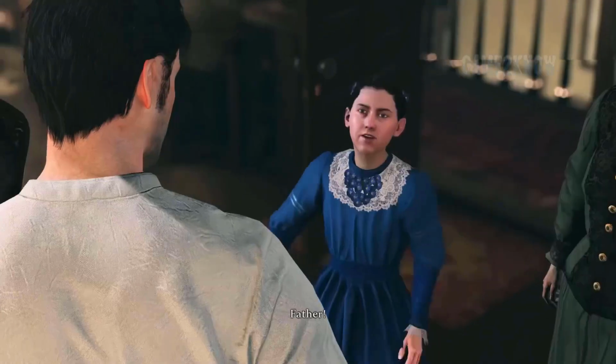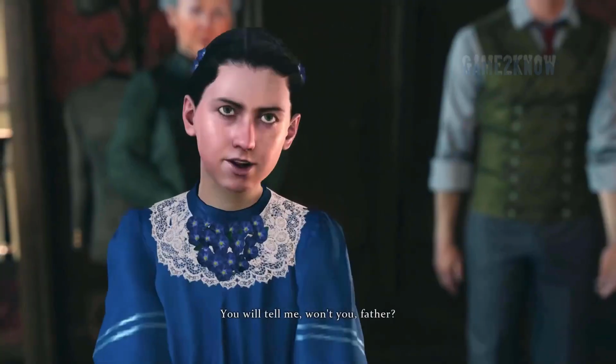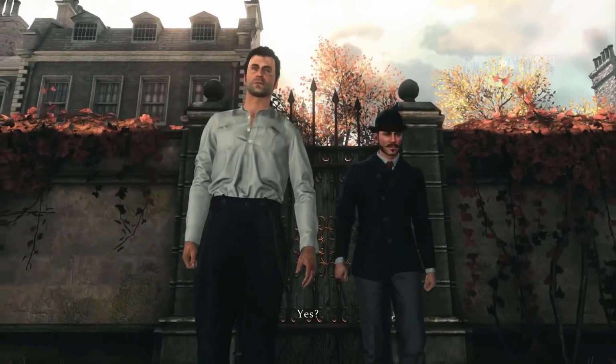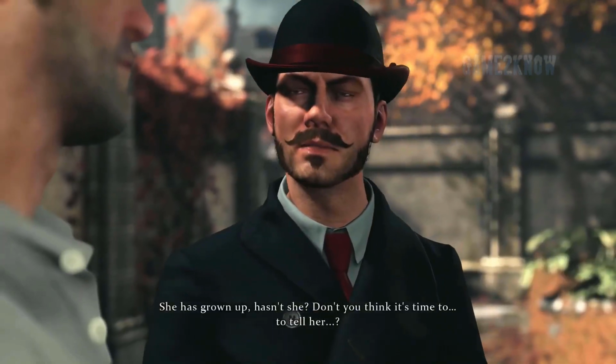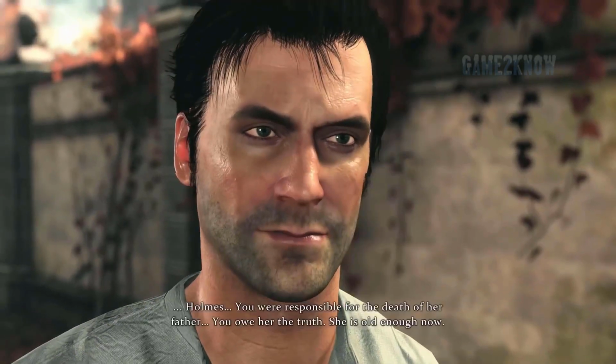Before he goes, Caitlin, his daughter, gets in because his school lesson is cancelled due to the flood. Sherlock puts her in Watson's room and then leaves. Upon arriving at Lord Marsh's house, Watson suggests Sherlock to tell Caitlin about her real father, whose death was caused by him, but Sherlock firmly refuses.